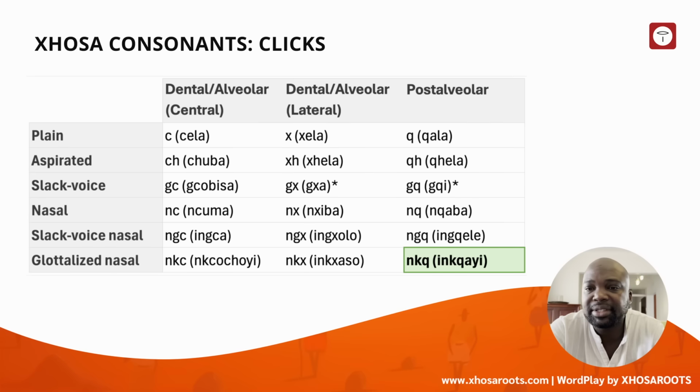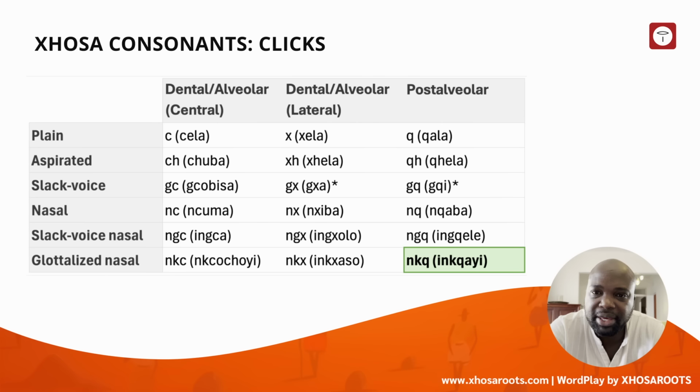Lastly, we have the glottalized nasal, which is nk. An example, inkai. Oh my goodness. This one is Afrikaans, I suppose, bleskop. I don't know if it's a proper Afrikaans expression. It's when you have your hair completely cut on your head, and that is called inkai.